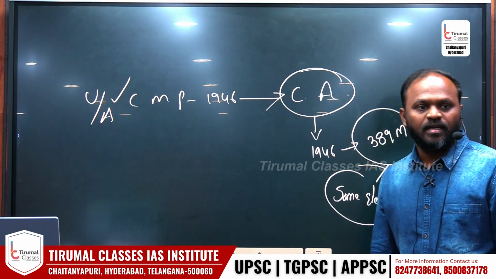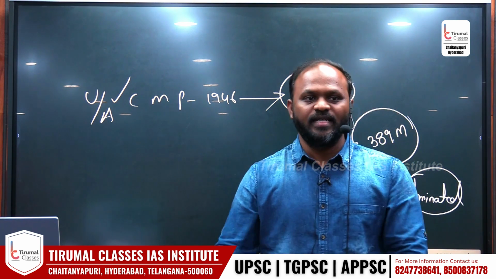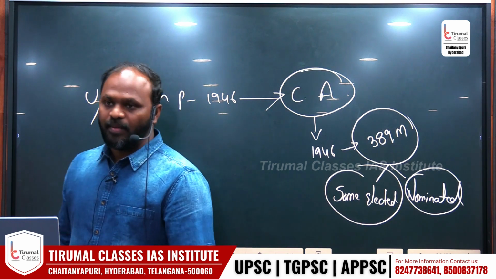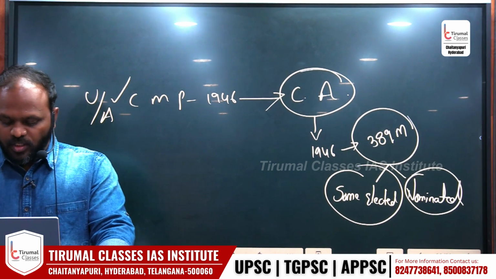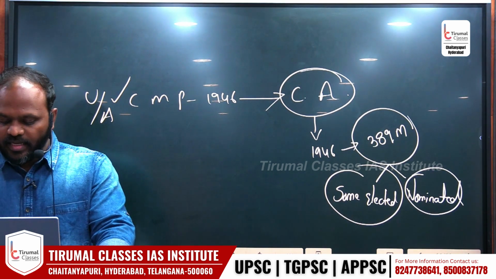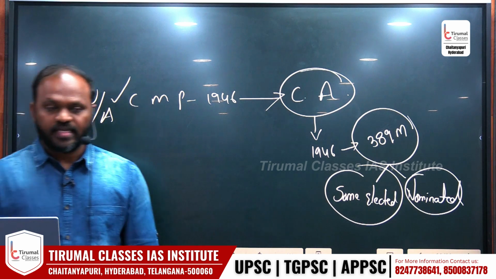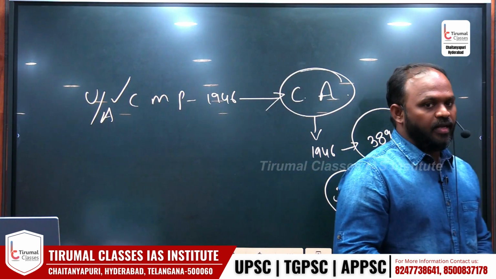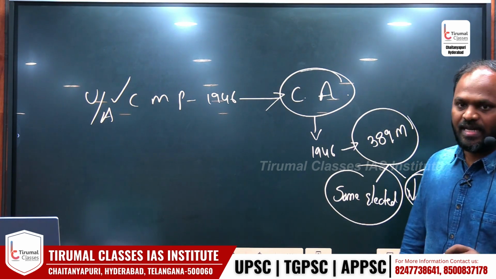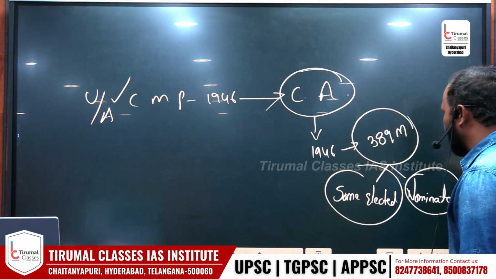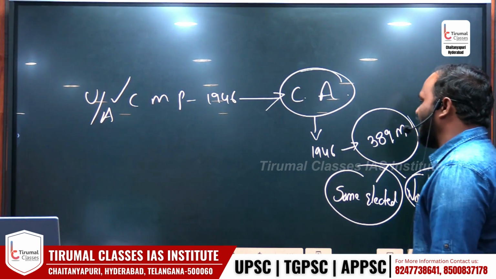Hence, you can use the statement: the members of the Constituent Assembly were partly elected and partly nominated. Very, very important statement for your examination. Remember, partly elected and partly nominated, total members 389.